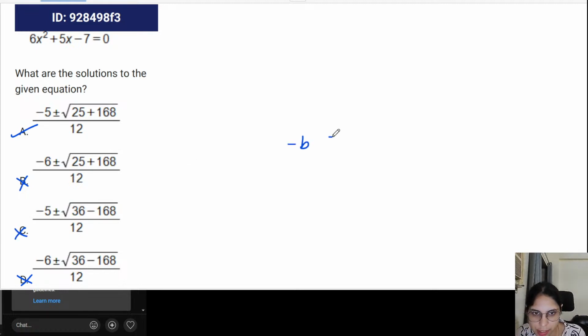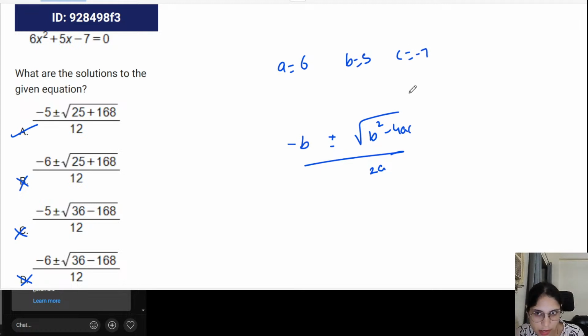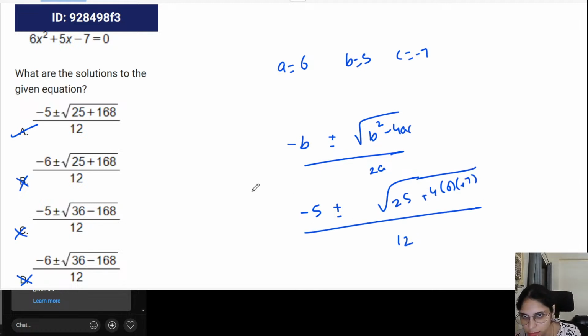Because the quadratic formula is negative b plus minus the square root of b squared minus 4ac, over 2a. a is 6, b is 5, c is minus 7. So minus 5 plus minus the square root of 25 minus 4 times 6 times minus 7. This is going to be a positive value over 12. So you have 25 and minus 5. That's what we are looking for.